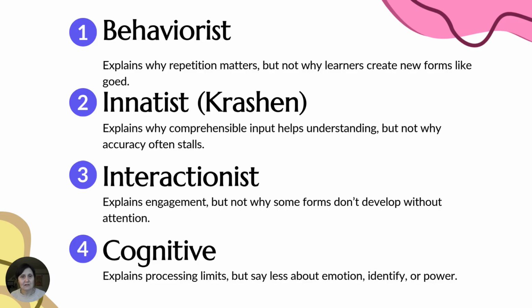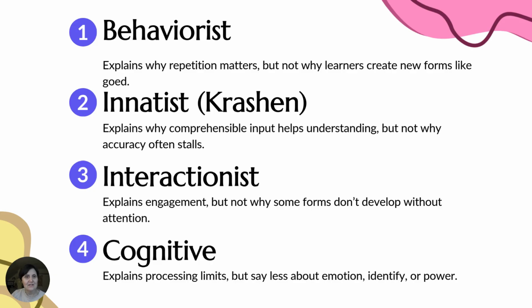The information processing theory is very highly regarded and taken up in content area learning, like when it comes to math and science and social studies. We need to chunk information. Our brain is a processing machine. We need to chunk it, we need to sequence. Cognitive overload is a real thing. We cannot process too much at the same time. And it does explain cognitive limits, but it doesn't say much about emotion, identity, and power.